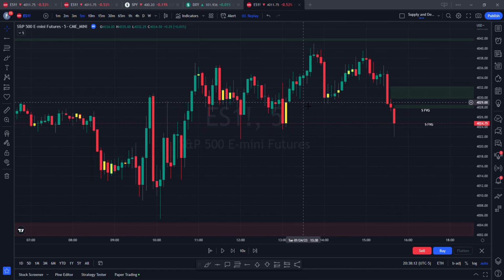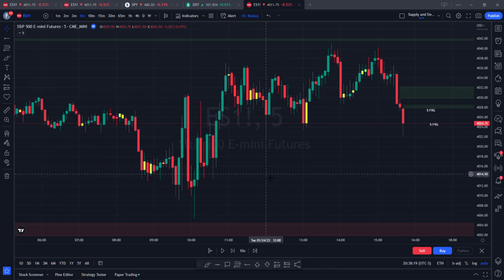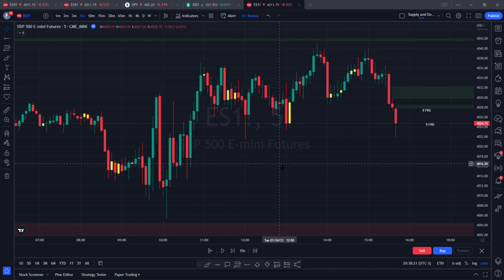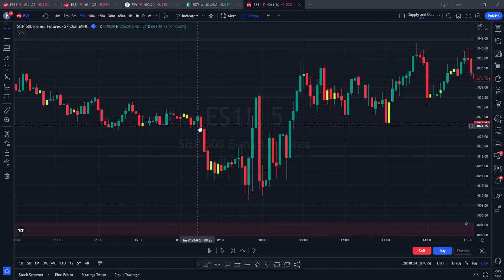So order blocks, the way I understand them, are a counter trend candle before a big move up or a big move down. Let's say our daily bias is bullish. An order block is going to present itself as a bearish candle before having a crazy move to the upside, like so. Here you can draw a few of them.